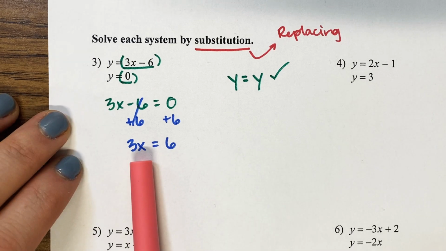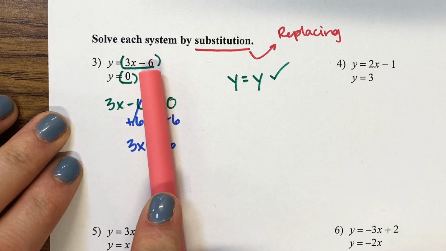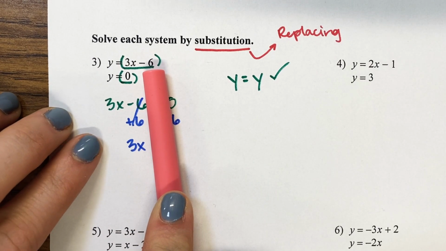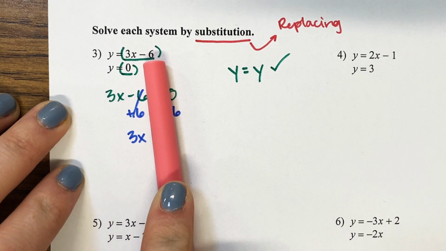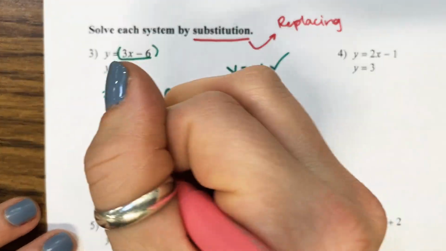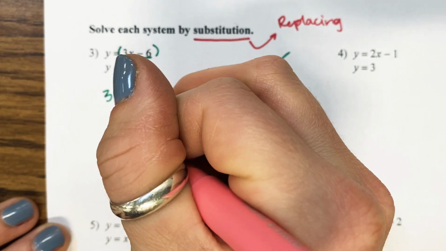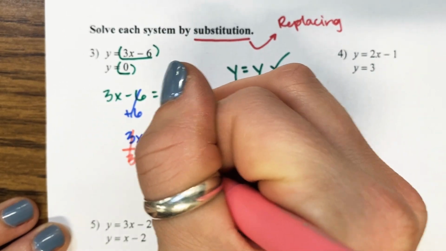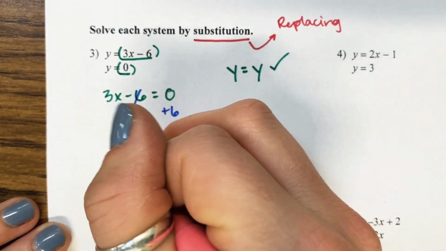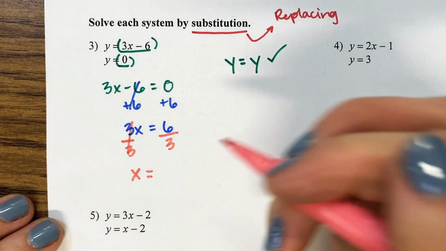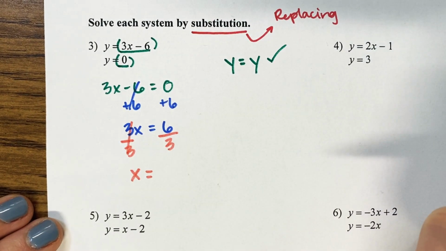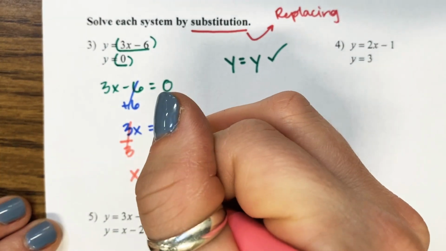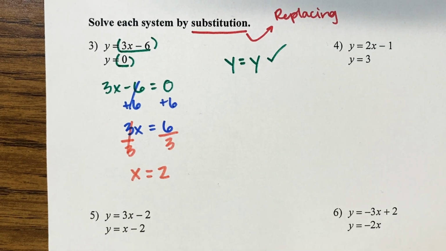Okay, one more step to get x by itself. This is saying 3 times x. So what is the opposite of times by 3? You're going to divide by 3. That gets rid of it. Do the same thing to both sides. So we have x is all by itself. What is 6 divided by 3? We get x equals 2.